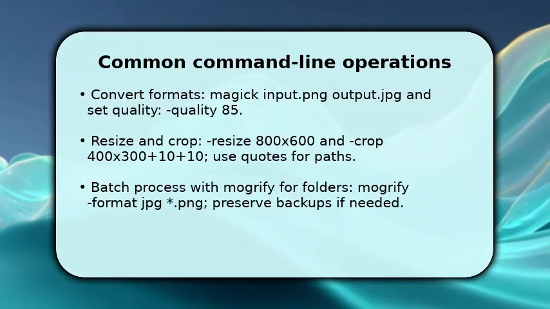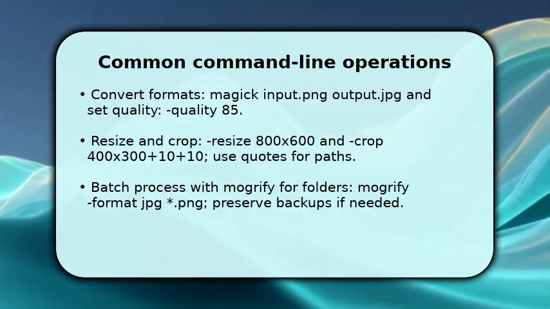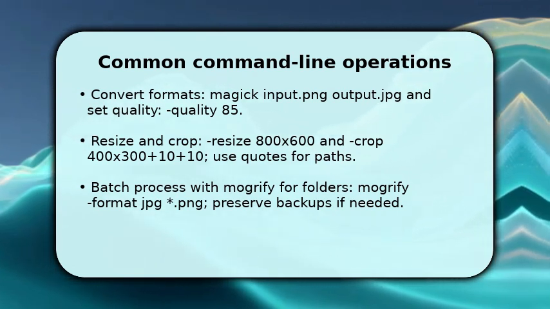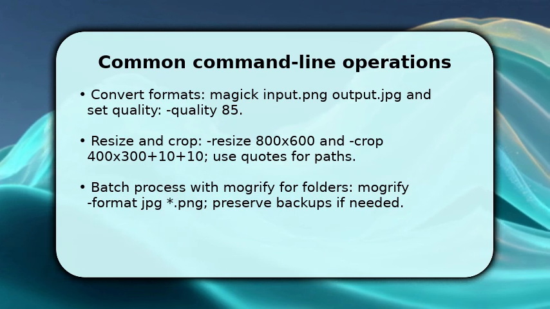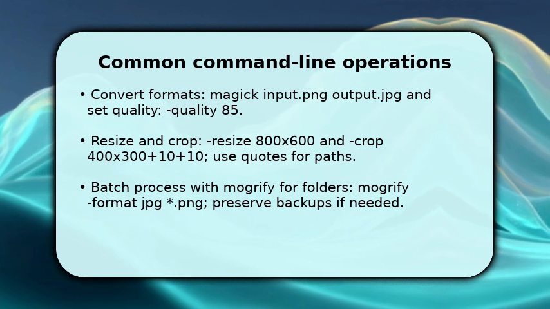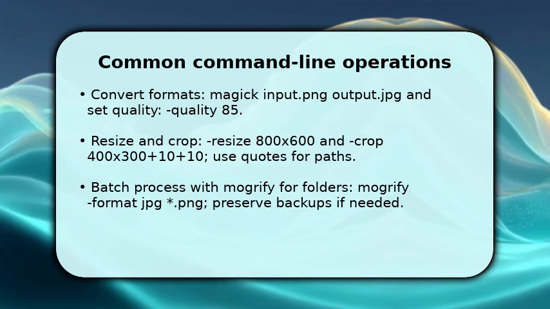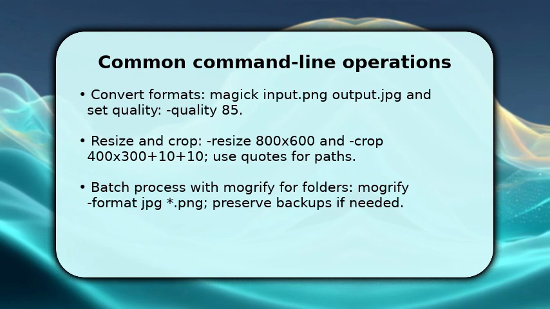Now you'll perform core edits: format conversion, resizing, and batches. Use magick input.png output.jpg to convert, and add -quality 85 to control JPEG compression. For resizing, use -resize 800x600. For precise crops, use -crop 400x300+10+10. To process many files, use mogrify -format jpg *.png, but make sure you test on copies first.